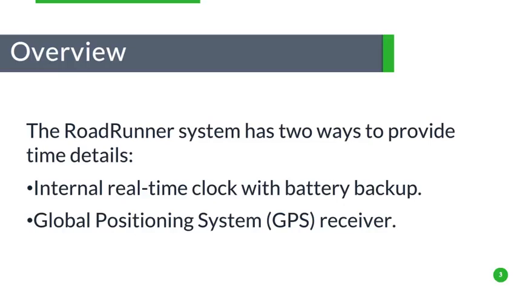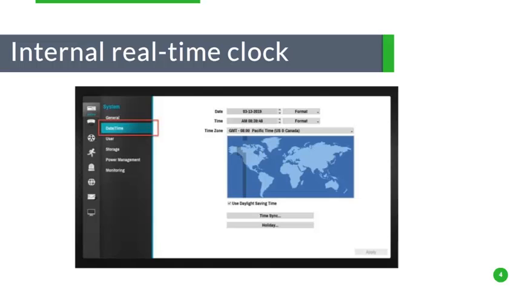The RoadRunner system has two ways to provide time details: an internal real-time clock with battery backup and a Global Positioning System Receiver, which stands for GPS. The DVR system keeps track of time using an internal real-time clock with battery backup. The system time is displayed during live or playback along the video in RSM. The user-configured time is set in the System menu under System, Date and Time. The time and time zones should reflect the current time for the customer's site.